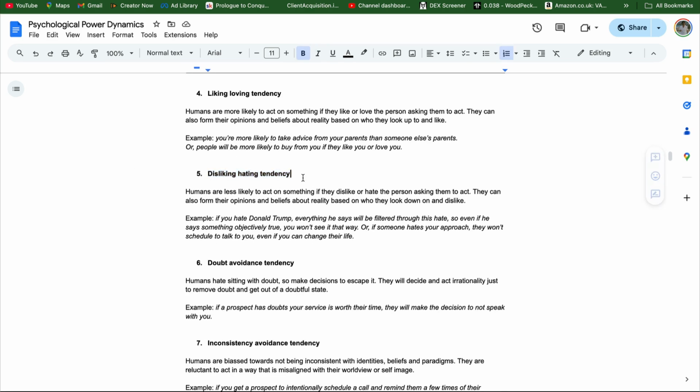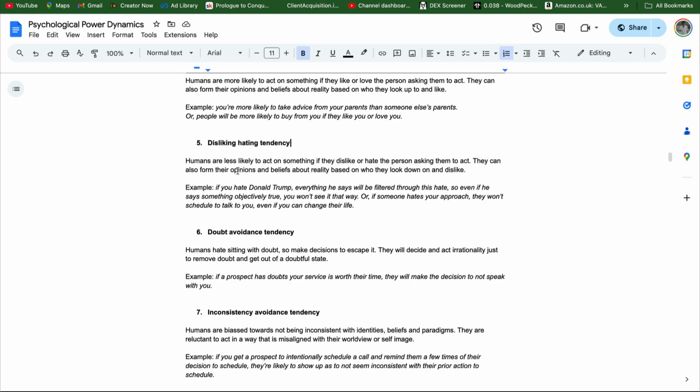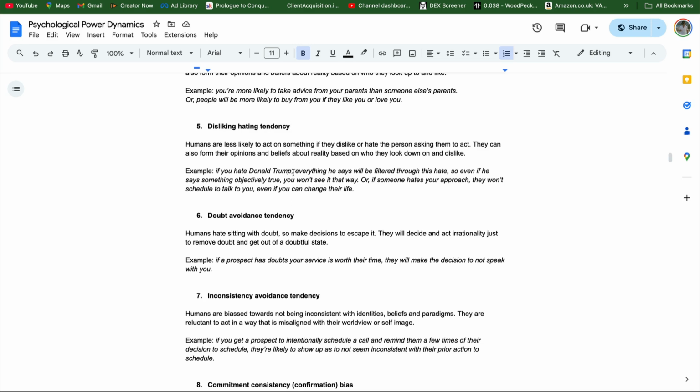The 5th heuristic is dislike and hating tendency. Humans are less likely to act on something if they dislike or hate the person asking them to act. They can also form their opinions and beliefs about reality based on who they look down on and dislike. Example, if you hate Donald Trump, everything he says will be filtered through his hate. So even if he says something objectively true, you will not see it that way. Or if someone hates your approach, they will not schedule to even talk to you, even if you can change their life, right? So this is really important to understand.